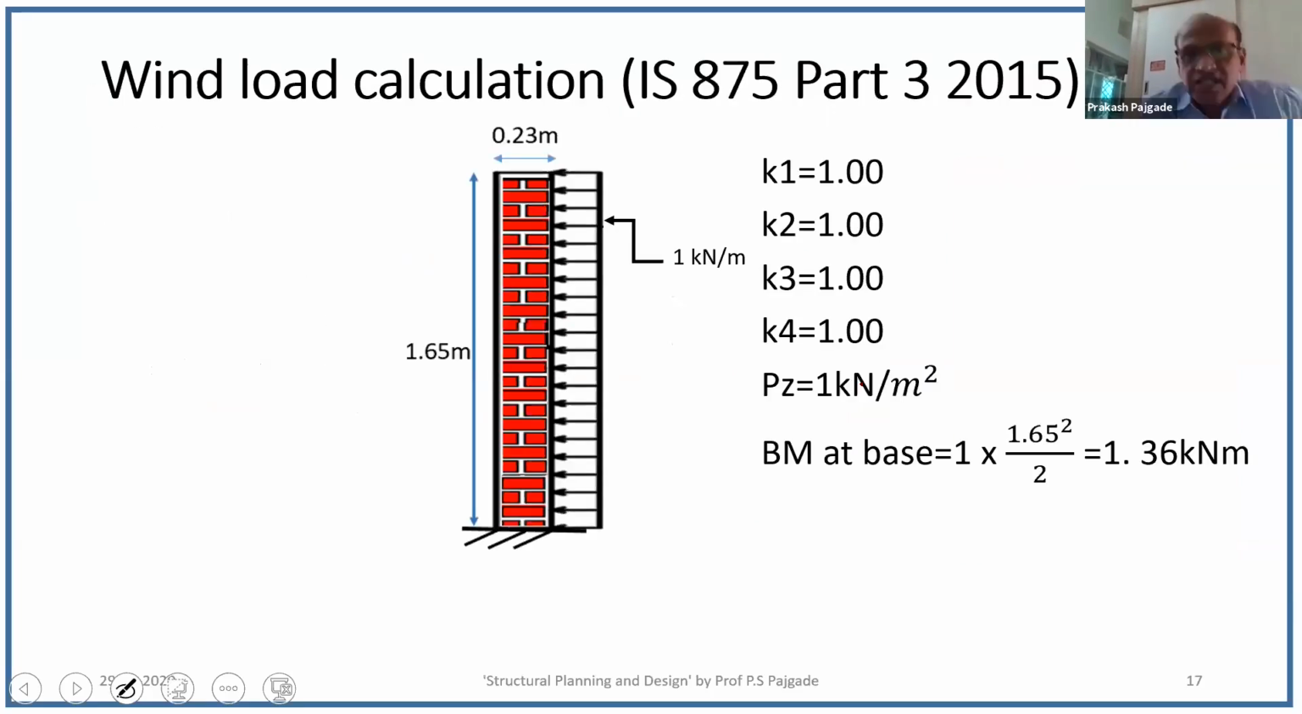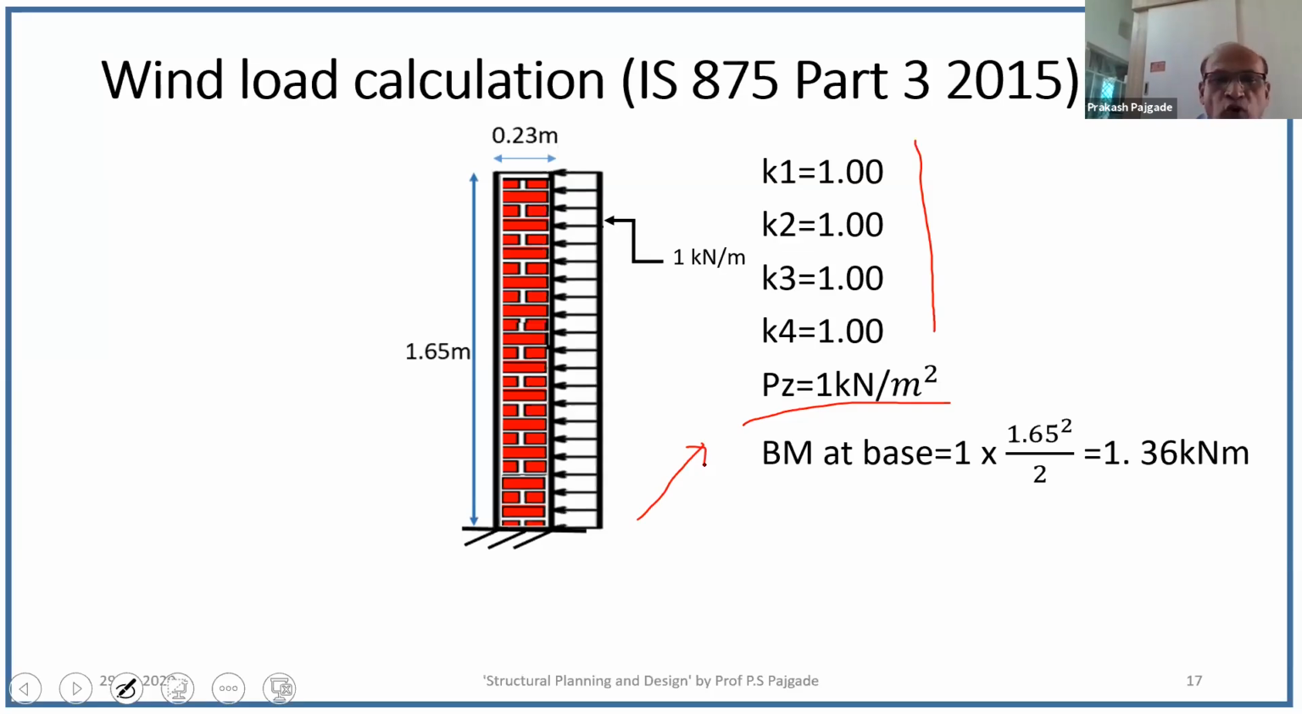We can calculate the wind load as per IS 875. Now I will not explain this. You already know. We'll have to calculate the various coefficients, and by using IS 875, we can calculate the value of horizontal pressure, which will be 1 kilonewton per meter square. Now here we considered location as Amravati. So there is a horizontal pressure of 1 kilonewton per meter square. If I consider 1 meter length, then 1 kilonewton per meter square into 1 meter, so loading will be 1 kilonewton per meter.